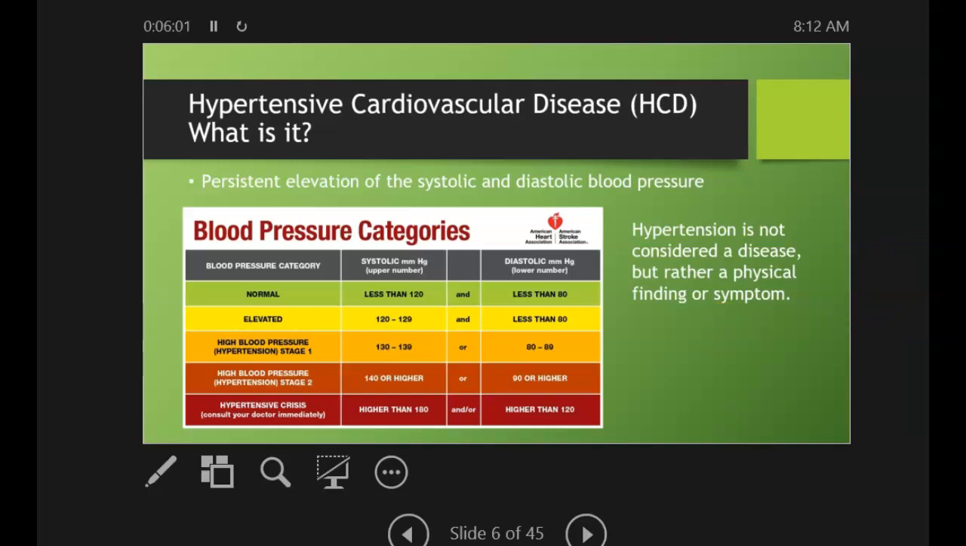Individuals with systolic and diastolic blood pressure readings in different categories should be designated to the higher category. So when we look at the blood pressure categories, if somebody is falling in the 120 to 129 range, but the 80 to 89 range in the diastolic, then we're going to default them to hypertension stage 1. So they're always going to default to the higher category.